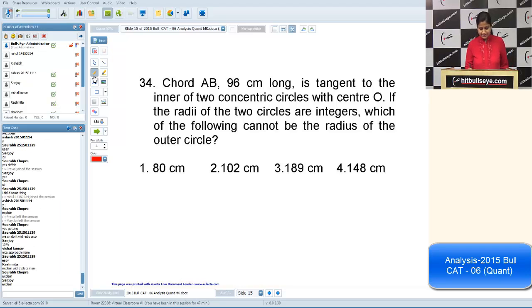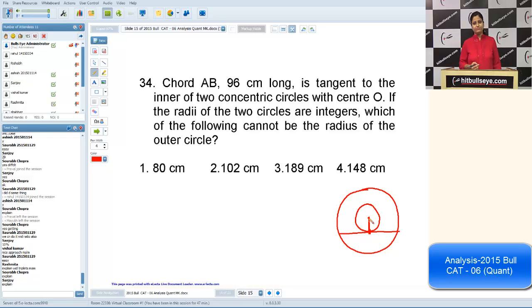Yes, Rashmita and Saurabh. It says there are two concentric circles. Chord AB is 96 centimeter long. We know two properties: whenever you join the center and the touching point, the new line will be perpendicular to the tangent, because this chord is tangent to the inner circle and a chord to the outer circle. So it will be bisected, so this length is 48. Now what is the question? We want to know this length, the radius of the outer circle.